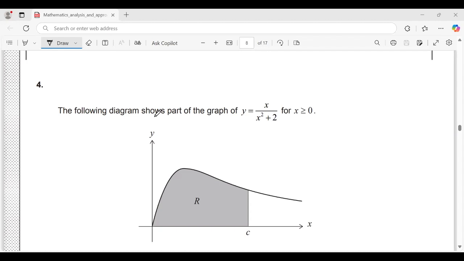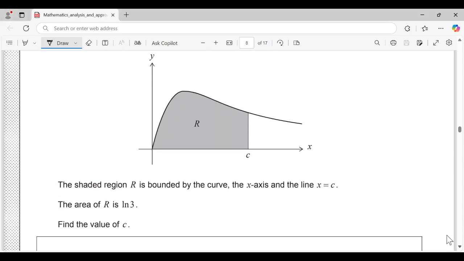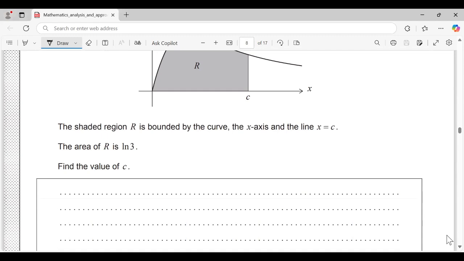Number 4. The following diagram shows part of the graph of y equals x over x squared plus 2 for x greater than or equal to 0. This is the diagram. The shaded region R is bounded by the curve, the x-axis, and the line x equals c. The area of R is ln 3, so this area is ln 3. Find the value of c.